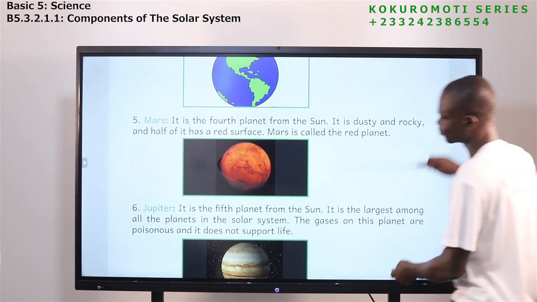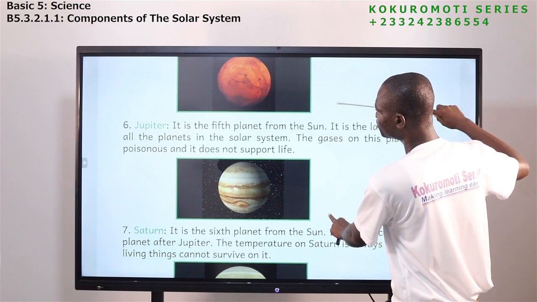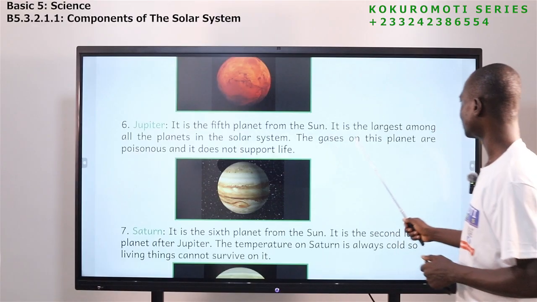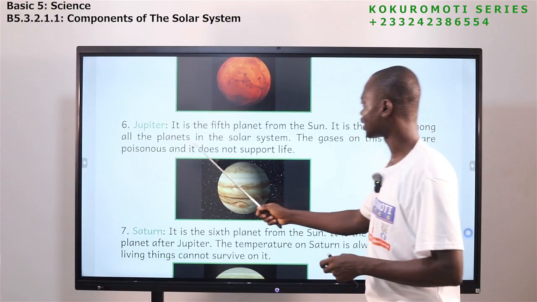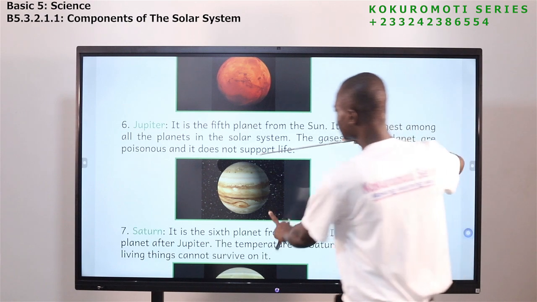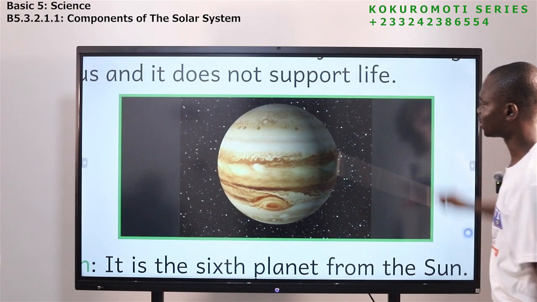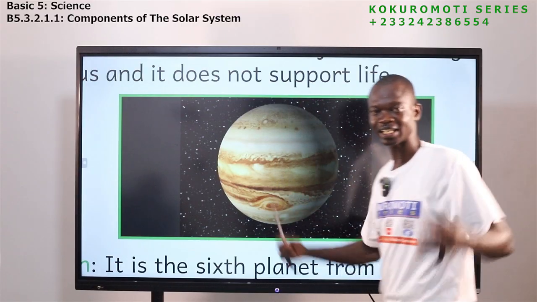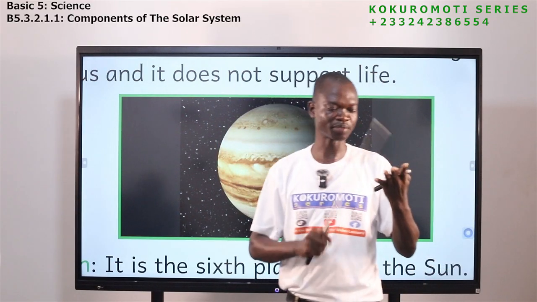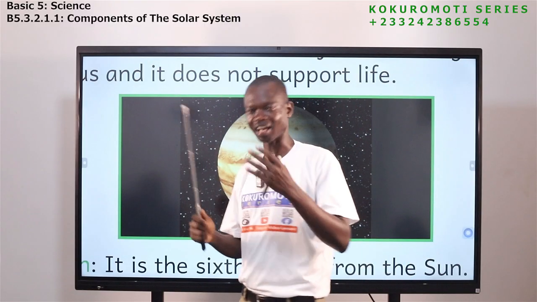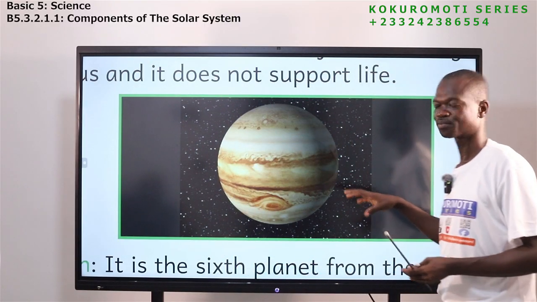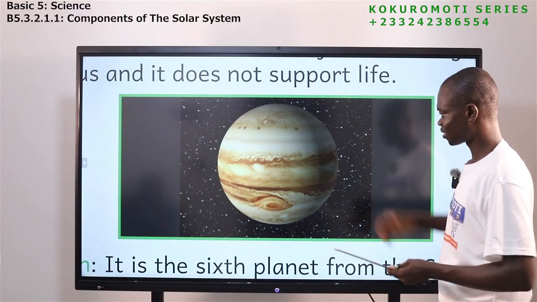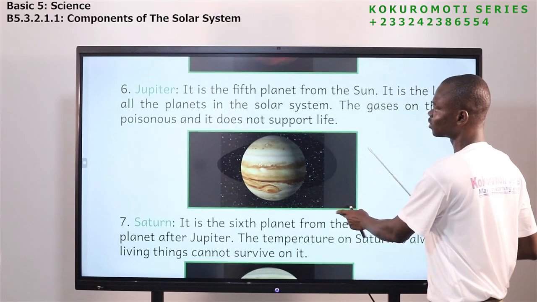Okay. The next one is Jupiter, which is the fifth one. So it is the fifth planet from the sun. It is the largest among all the planets in the solar system. So this is Jupiter, the largest among the eight planets: Mercury, Venus, Earth, Mars, Jupiter. So Jupiter is the largest. It's larger than Earth, Mars, and the rest. So you should know this is Jupiter.